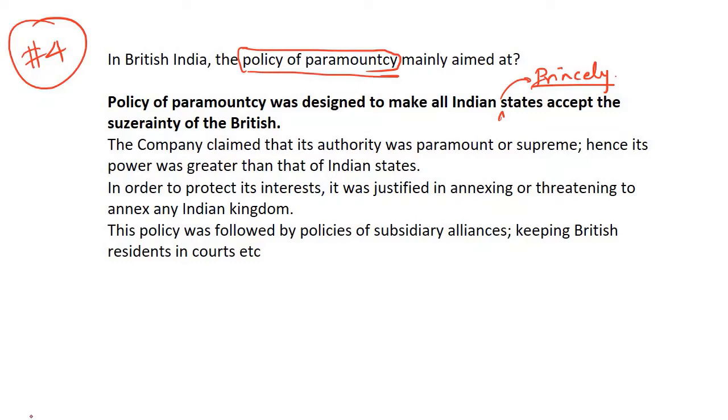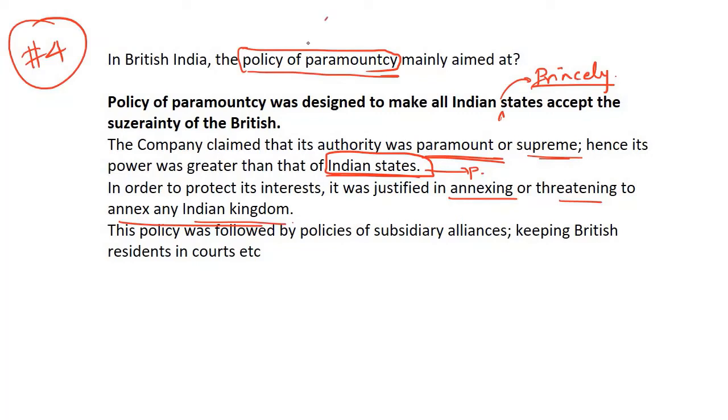Okay, so the company claimed that its authority was paramount or supreme, and hence its power was greater than that of Indian states. Indian states यानी कि क्या? Indian princely states. दो तरह के स्टेट्स थे, एक तो ब्रिटिश खुद govern करते थे, एक थे princely states. तो basically इनको असर तो princely states पर ही करना था, right? So in order to protect its interests, it was justified in annexing or threatening to annex any Indian kingdom.